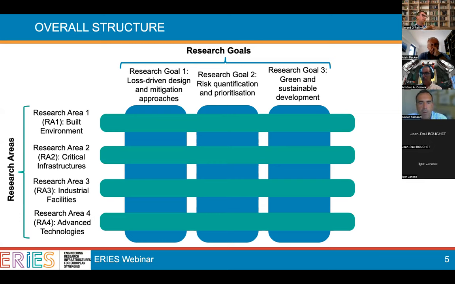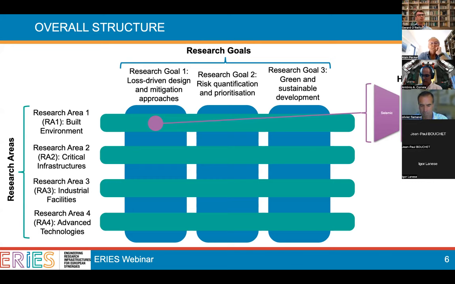So, for example, you could be combining research area three, industrial facilities, with research goal two, looking at risk quantification and prioritization as the main flavor or theme of the work that you're doing. Coupling that with the three different hazards we're looking at, you can see the three-dimensional nature of the project. We're looking at three different hazards: seismic, wind, and geotechnical. With each one of these research goals and research areas, you can have one or more, usually one, of the hazards we've mentioned before. So the user projects, or the actual work that will be carried out, should be trying to fit this kind of framework, okay?